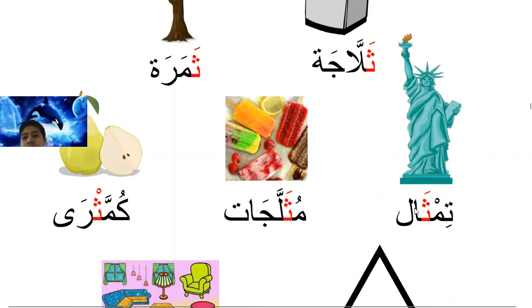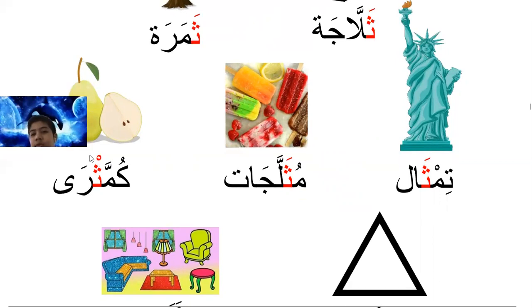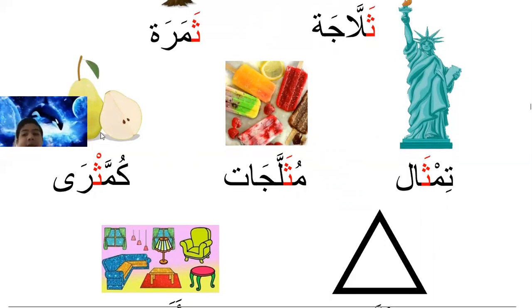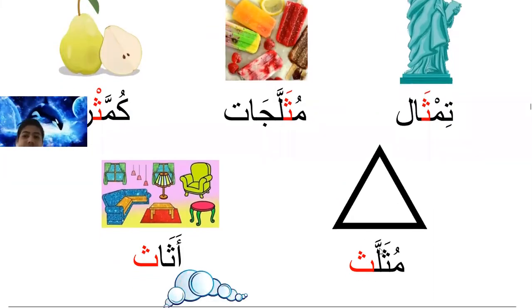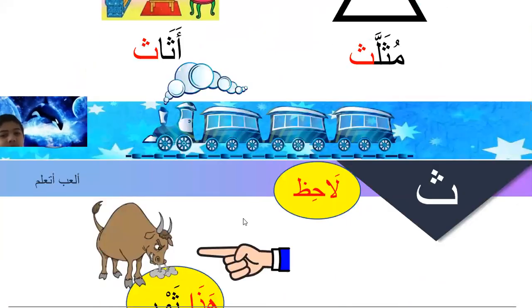Just statue. It can be used for any statue. Okay. Musallajat. Musallajat, ice cream. Good. Kumasra. Kumasra, pear. Good. Musallas. Musallas, triangle. Asas. Asas, house. Furniture.